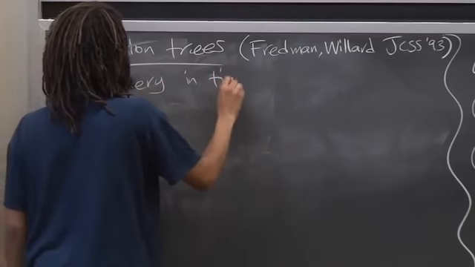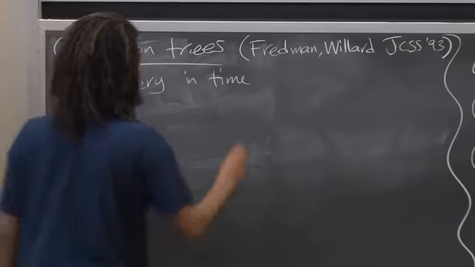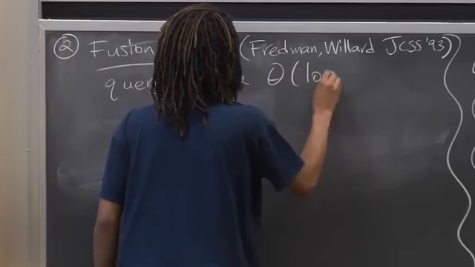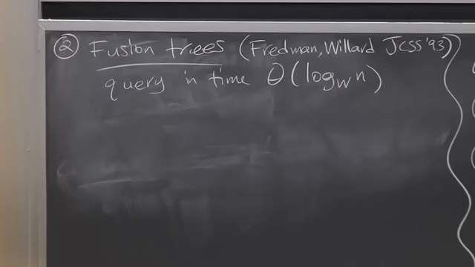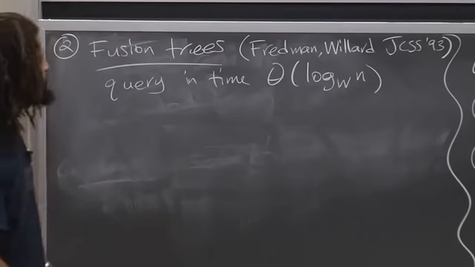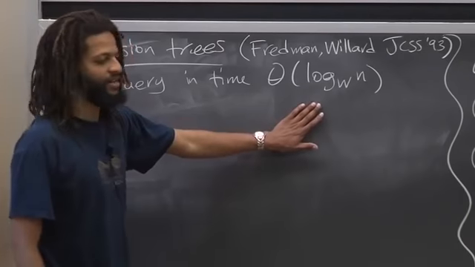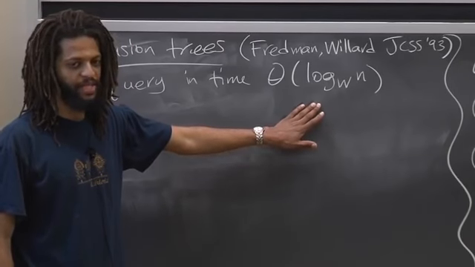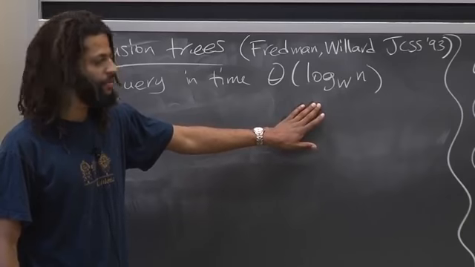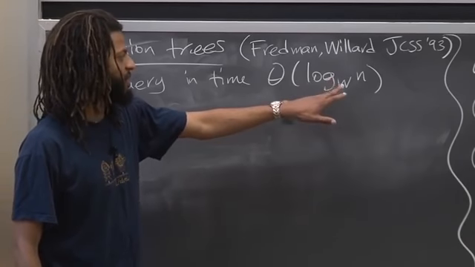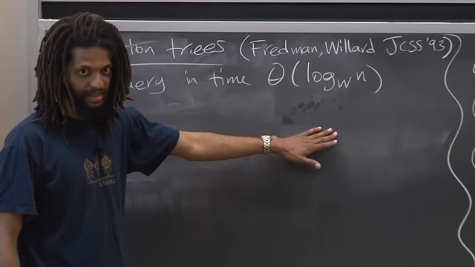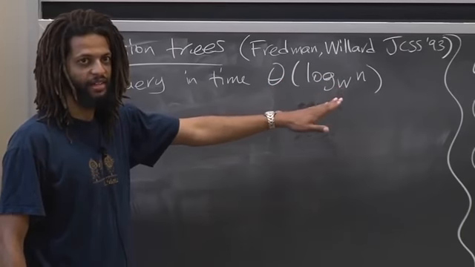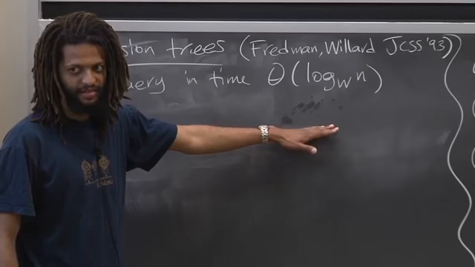in time log base W of N. And it's also linear space. So already this beats binary search trees, right? If W is at least log N, log base W of N is the same thing as log N over log W. So this is never going to be more than log N over log N.